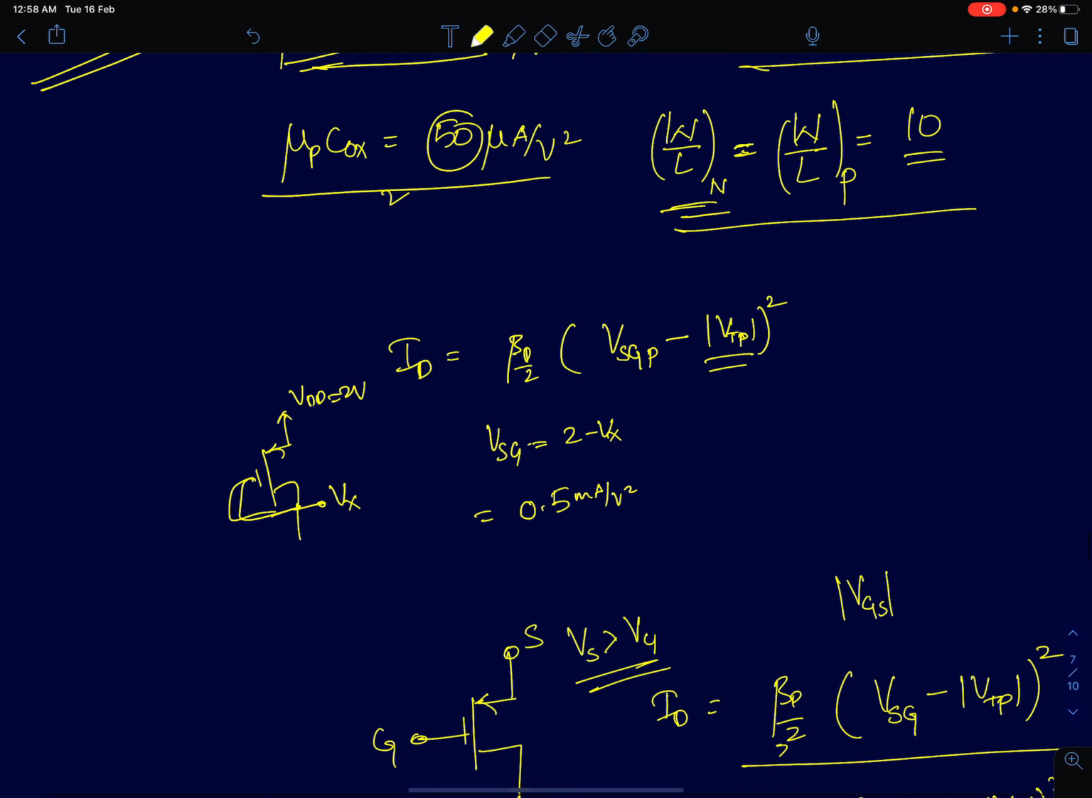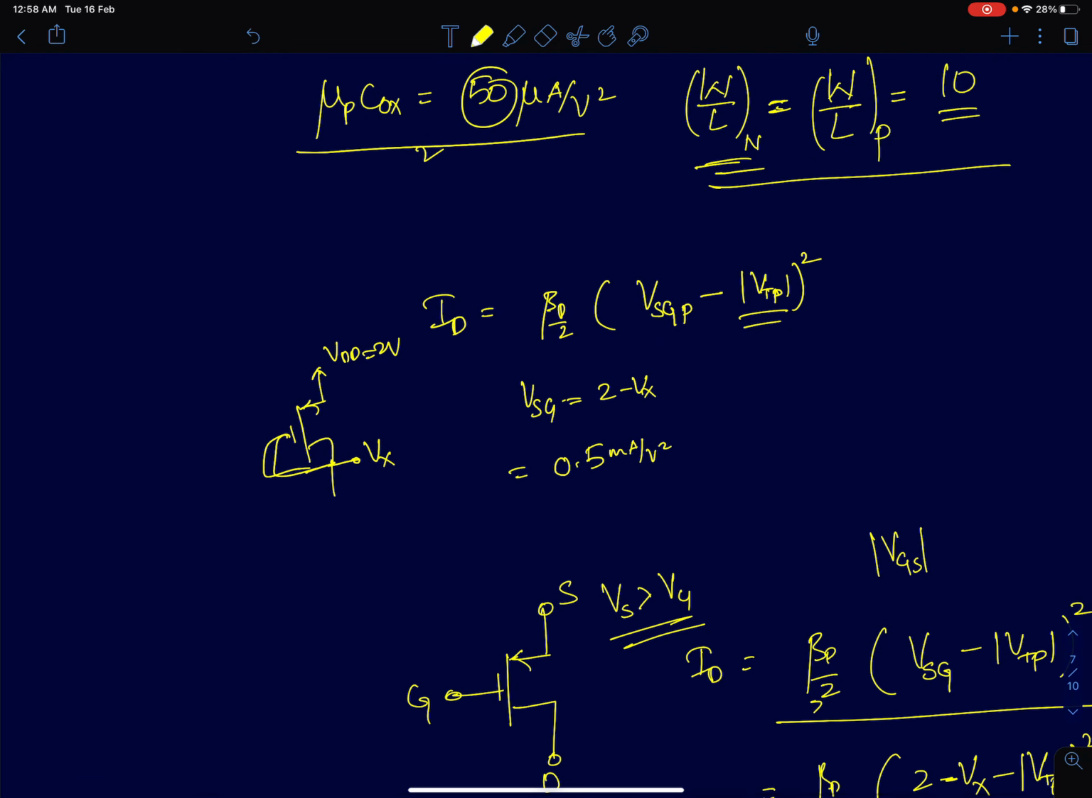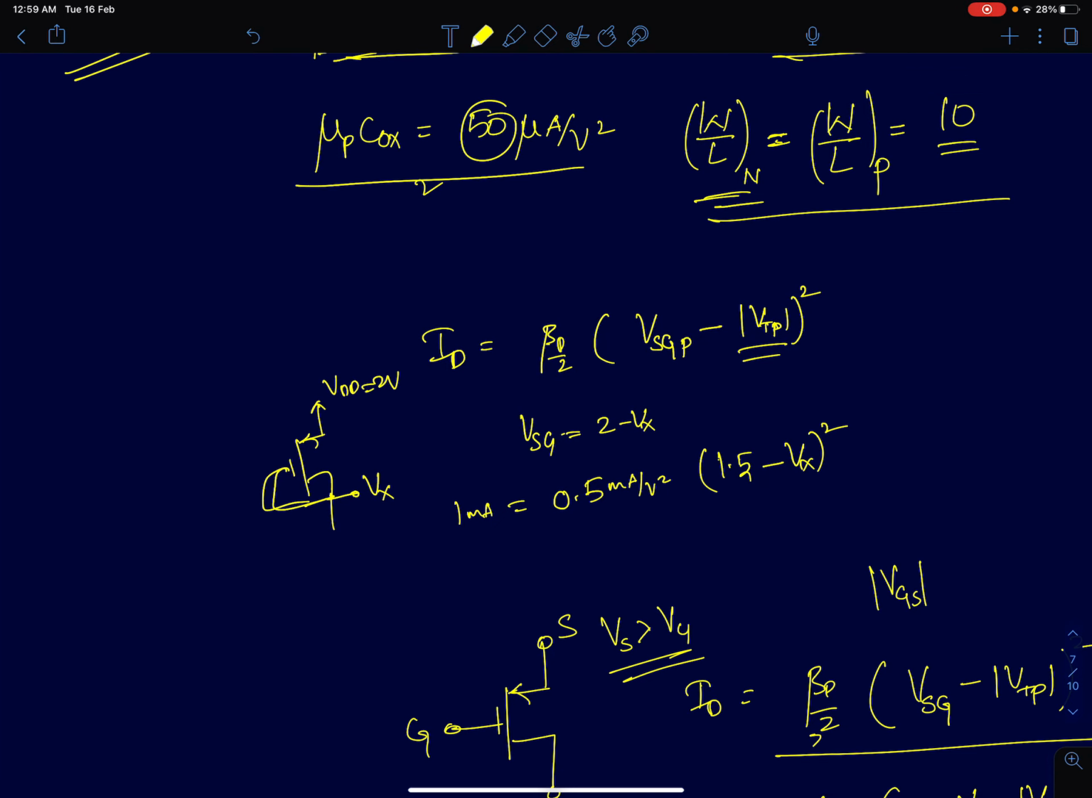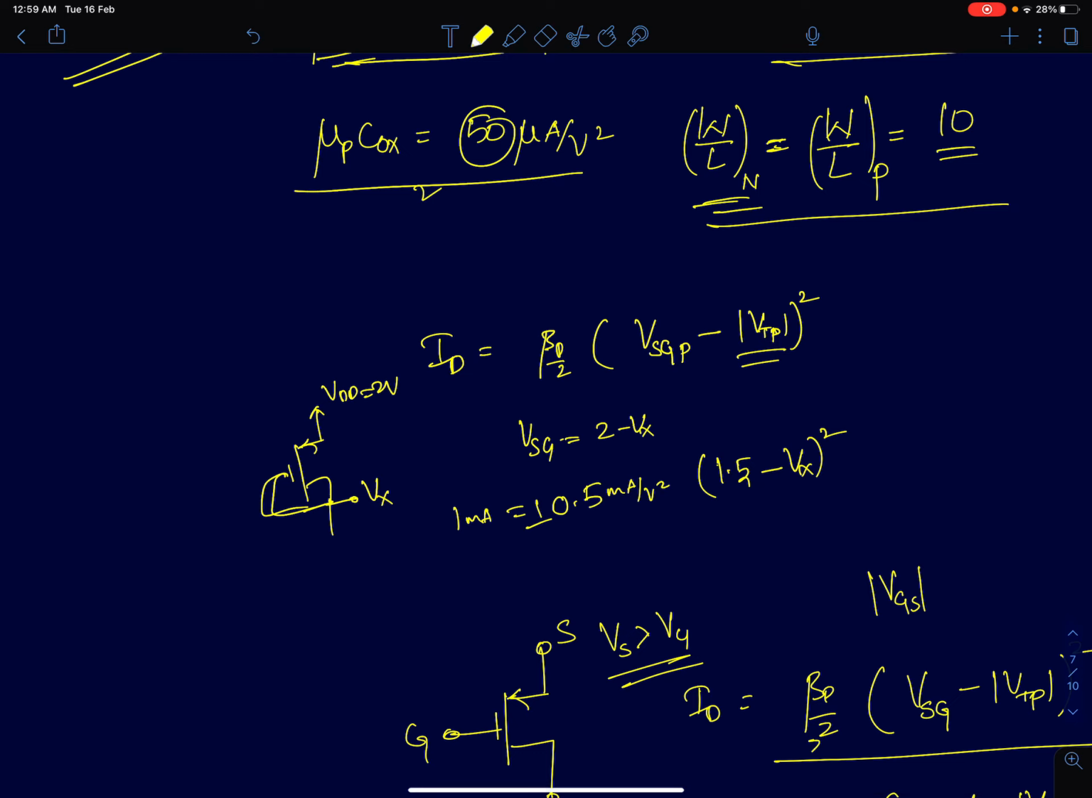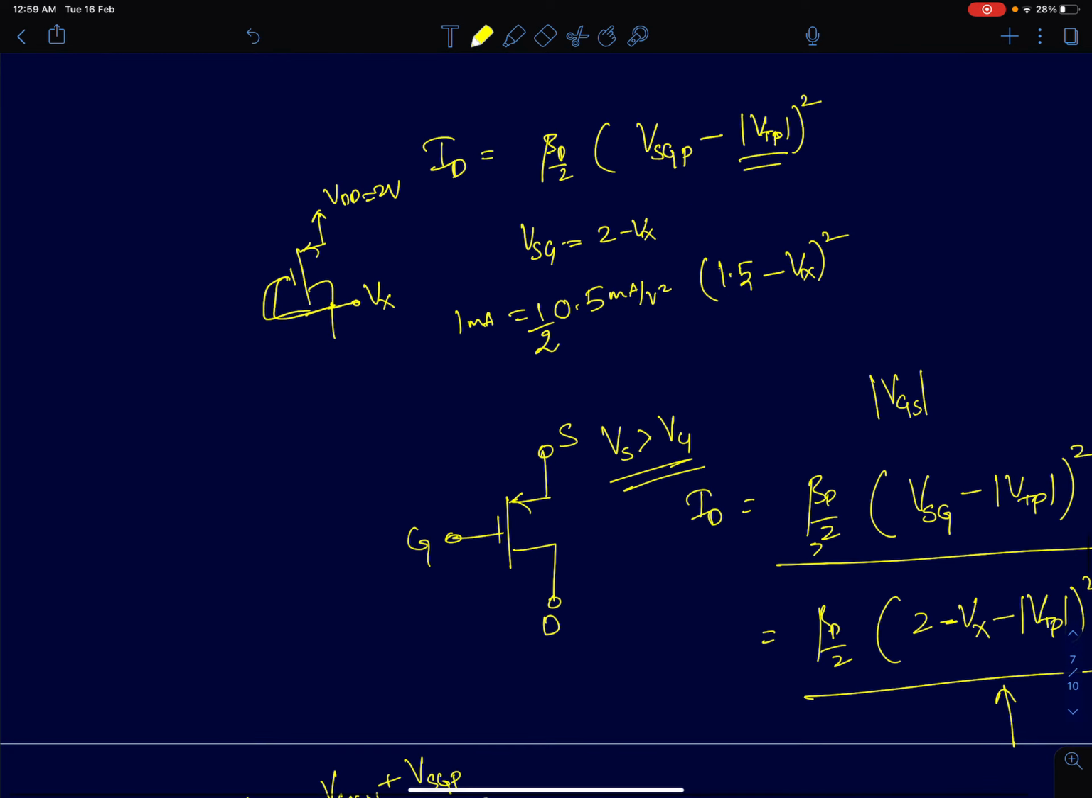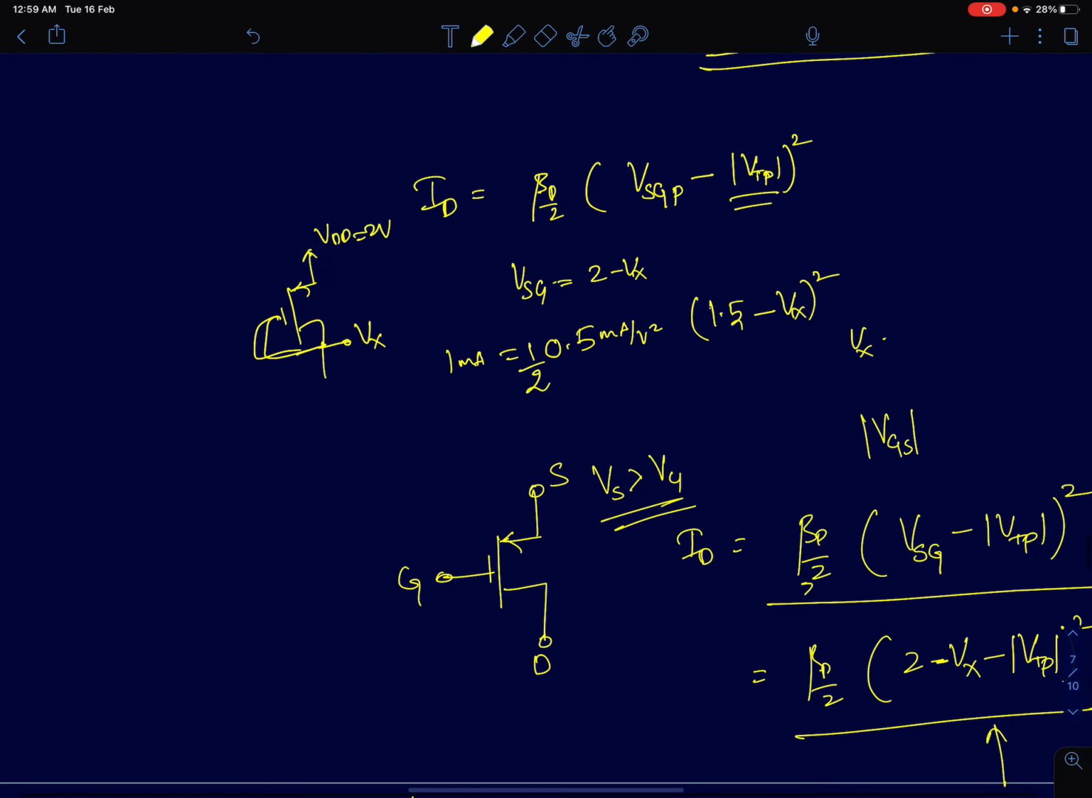Into 2 minus Vt, which is 0.5, so you'll have 1.5 minus Vx the whole square. This is equal to 1 milliampere. So from that we can easily estimate the value of Vx. There is also a half factor here. So we can easily find what the value should be. In fact, you will get 1.5 minus Vx as 2 volts. So Vx you will get as minus 0.5 volts.